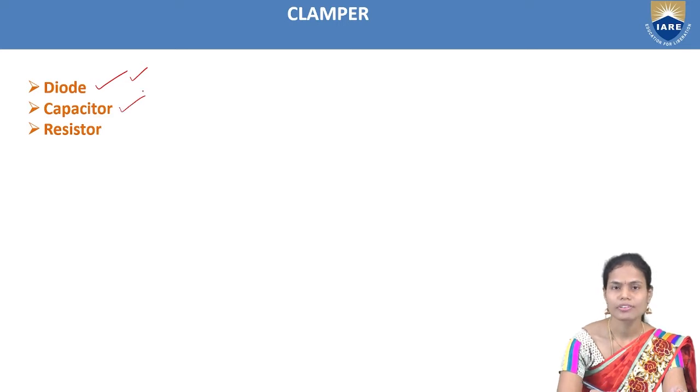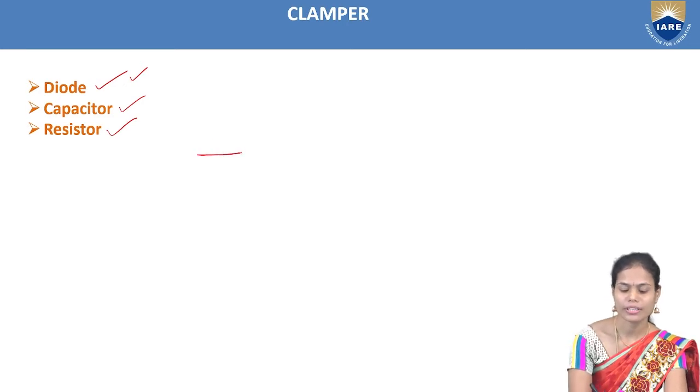The function of the capacitor is to store the charge, to store the electric voltage. The resistor is used to control the flow of current in the circuit. So in any clamper circuit, the DC level of the clamper depends upon the resistor as well as the capacitor.